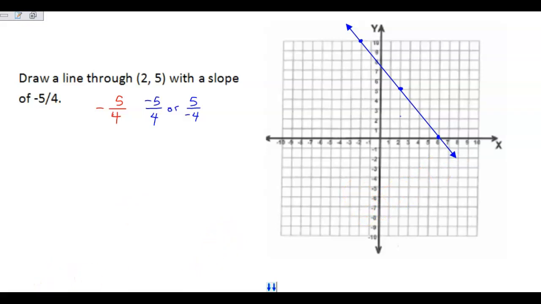So the first thing you do is plot your point. The next thing you do is use your slope. Pick out your rise and run. Count, find the next point, and if you'd like, you can go ahead and find the second point on the line, and then draw your line through them. The line should have an arrow on both ends. If you have any questions, please make sure you speak with your teacher.